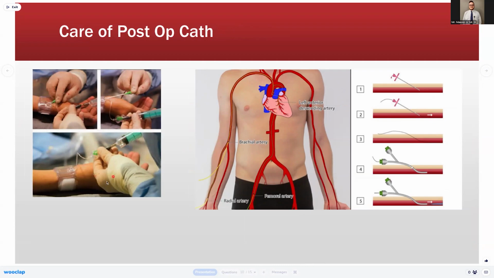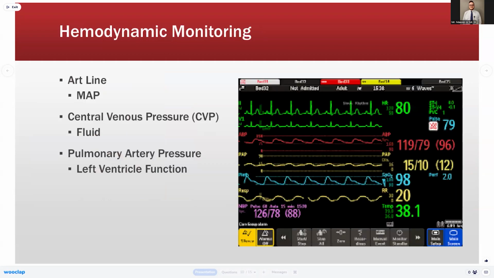This is showing a TR band. TR bands are pretty neat. TR bands are basically, if we go in the radial artery, they do this little band where there's an air in it and they can blow the air up to hold pressure on the wound for a certain amount of time. And then you slowly let the air out as the artery starts to heal. Because it's a clear band, you can see the incision site and the wound. If it starts to bleed after you start letting pressure out, then you should leave the pressure in.